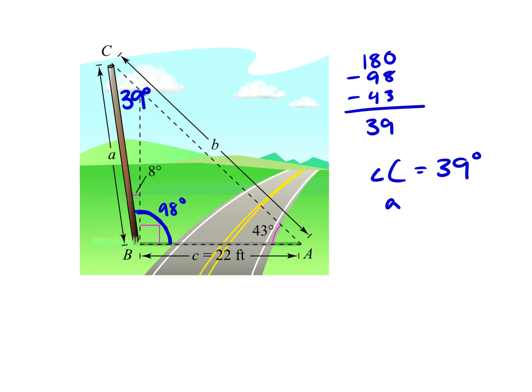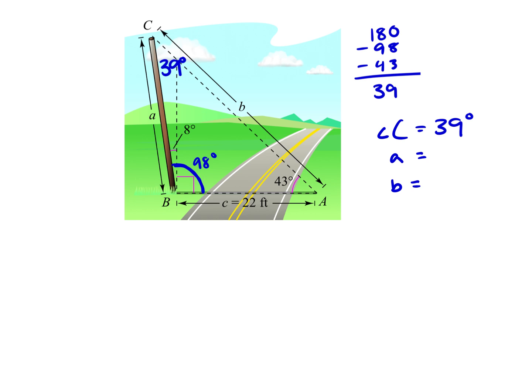Now we're missing side A and side B. So we always want to start our proportion with the 2 known things that we have, with the pair that we have. So what do I have a pair of? A, B, or C? C. We have angle C and side C. So I'm going to start my proportion with C. So I'm going to say the sine of 39, so sine of the angle, over the side, 22, is equal to, we can find A first. So sine of, what's angle A? 43 over A.